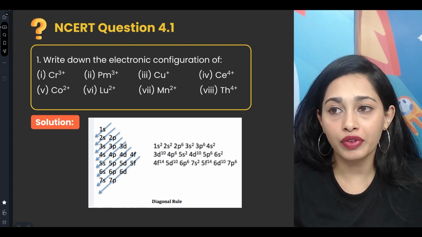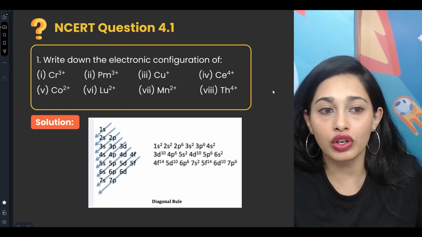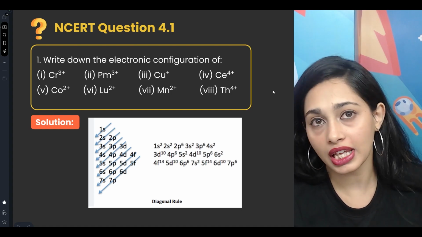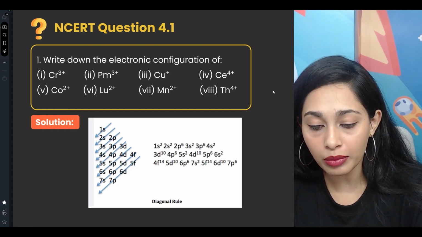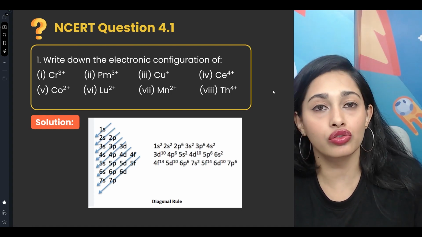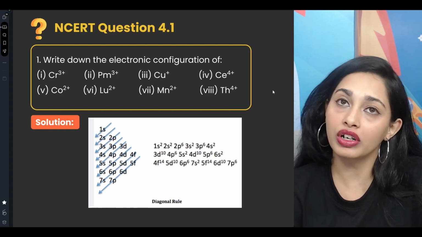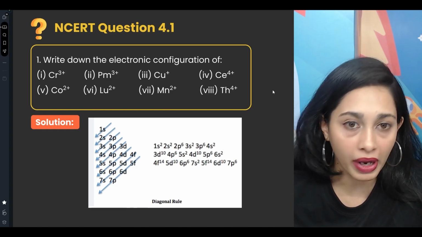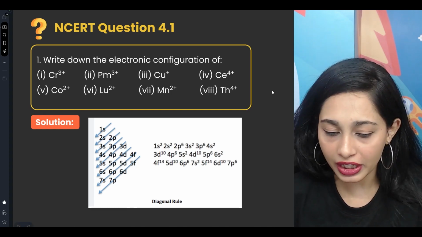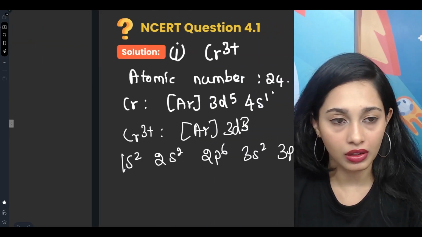So in here, we are going to discuss the electronic configuration. Basically, what is electronic configuration? It's nothing but the symbolic representation or notation of the manner in which the electrons are arranged or distributed in the different orbitals. So we are going to write for them one by one.